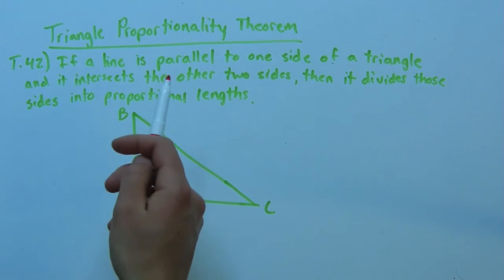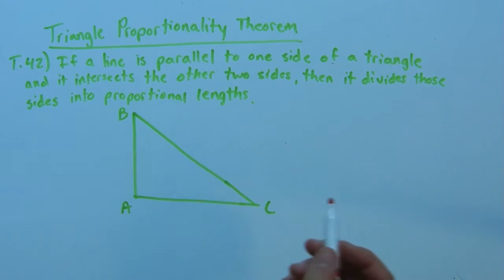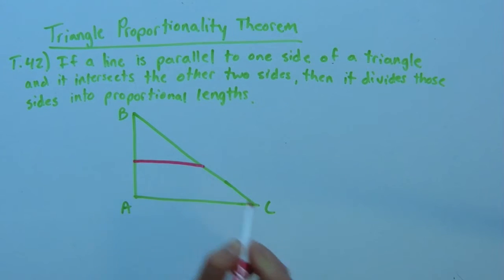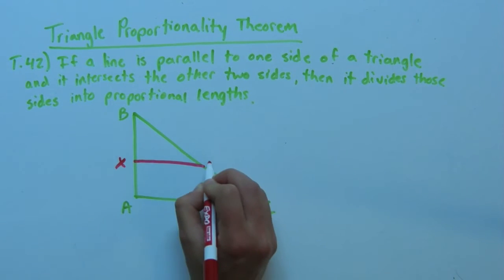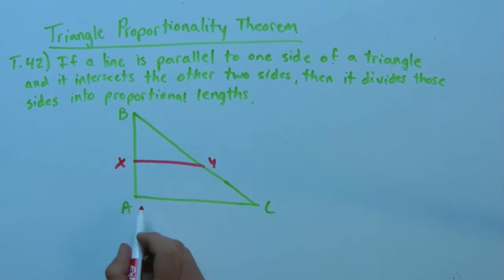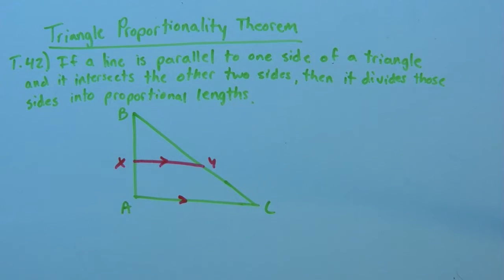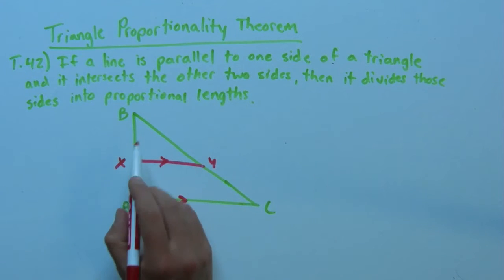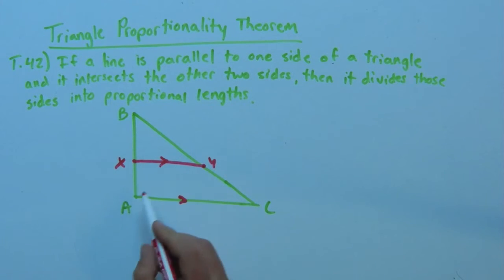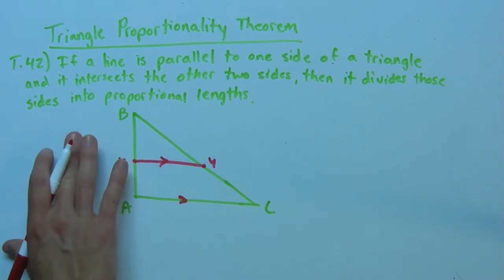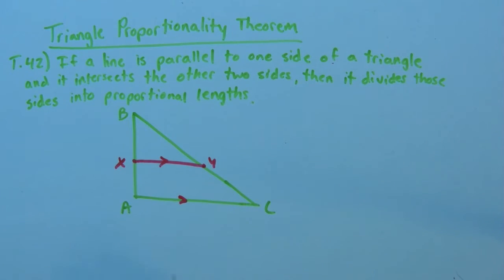So let's draw the line that is parallel to one side of the triangle. That's going to be this line, XY. XY is going to be parallel to AC, and it intersects one side AB and the other side BC. Since those conditions are met, then it divides those sides into proportional lengths.